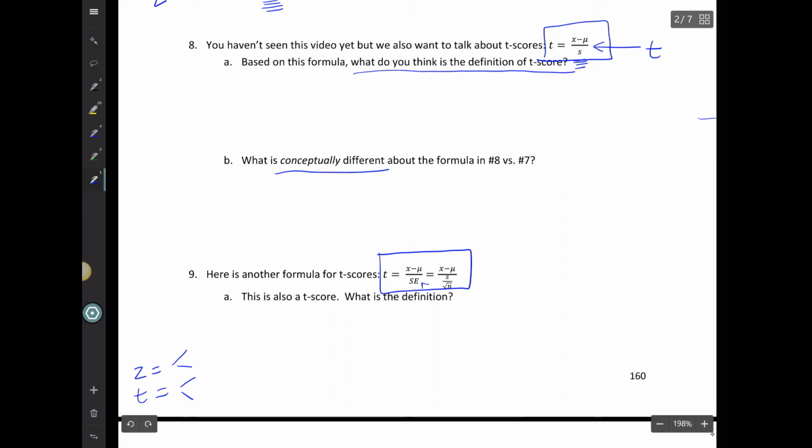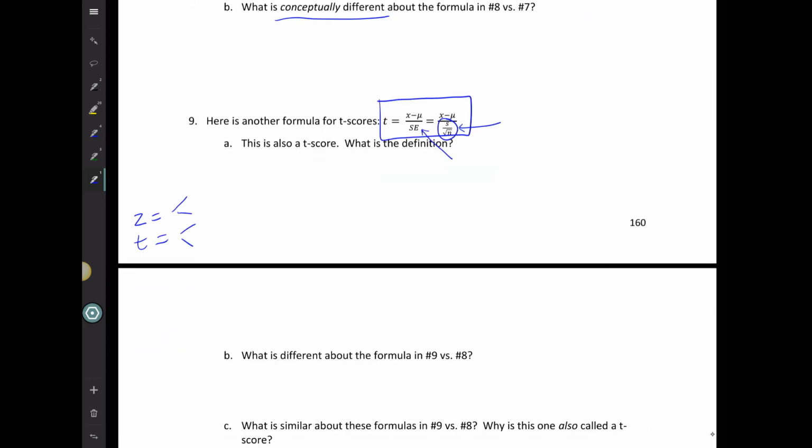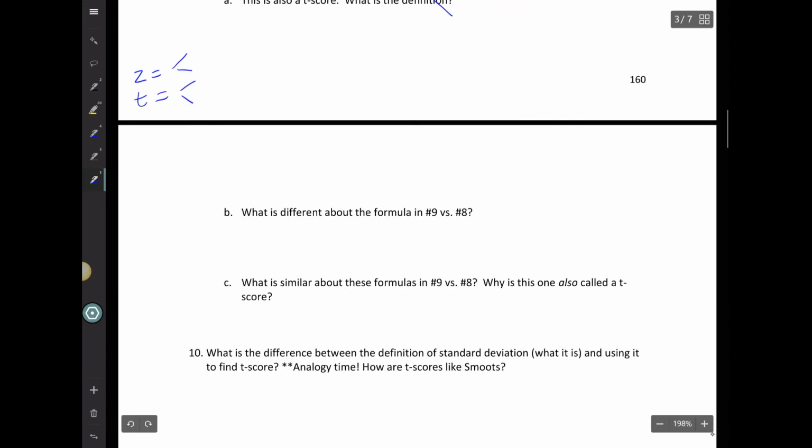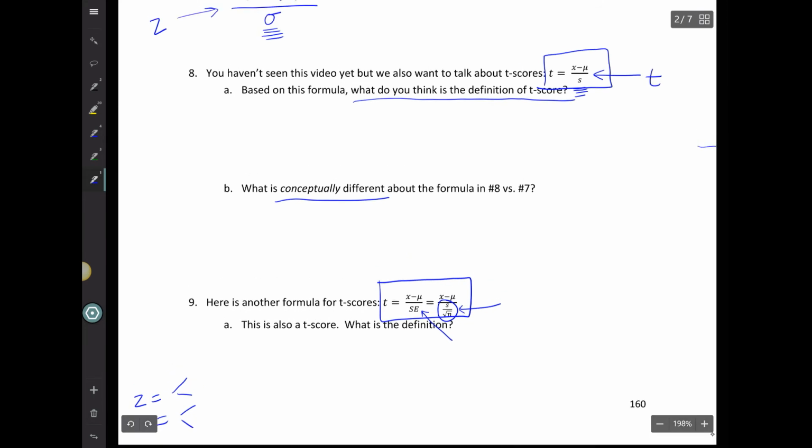This SE at the bottom, that's our standard error. And we have the formula for it here too. So again, do your best right here. This is a T-score. What is the definition? What's different about this T versus this T? And what does that tell us? What is the difference in terms of the concept?